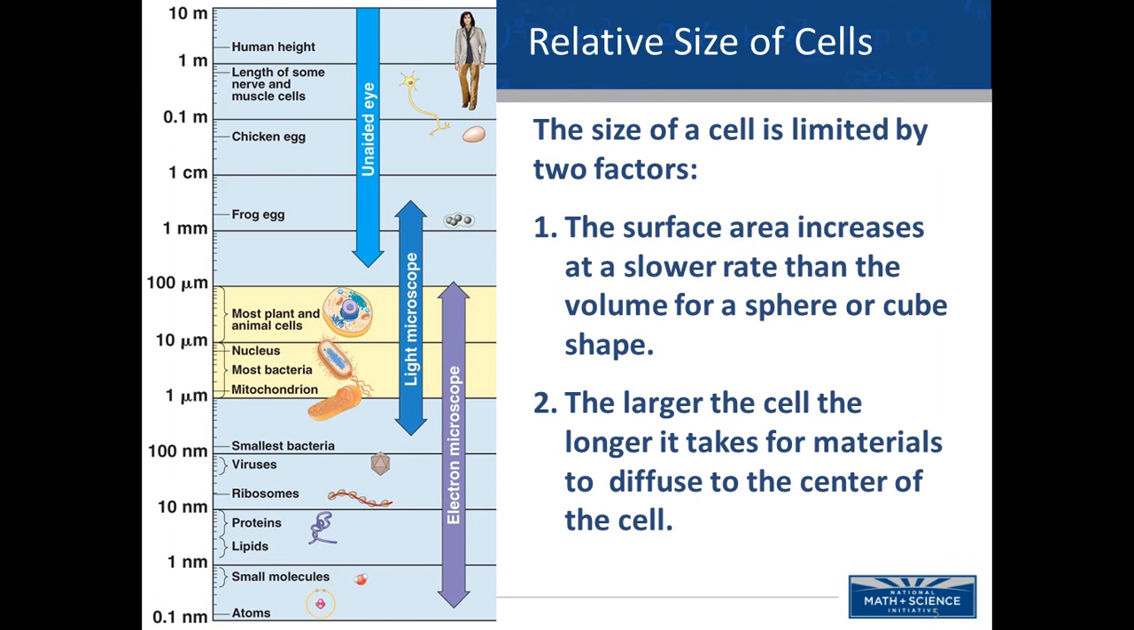So let's look at why cells are so small. We are looking at right here the size of cells. Prokaryotic cells are between 1 and 10 micrometers long, and eukaryotic cells are between 10 micrometers and 100 micrometers, which means that there's a factor of about 10 between the two.